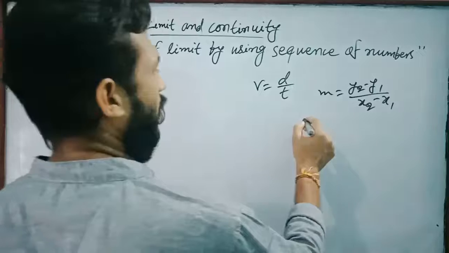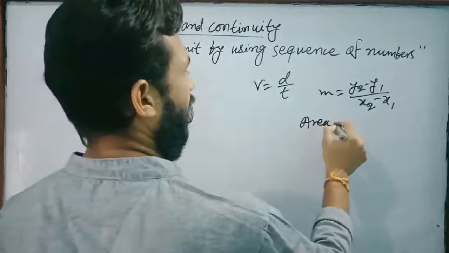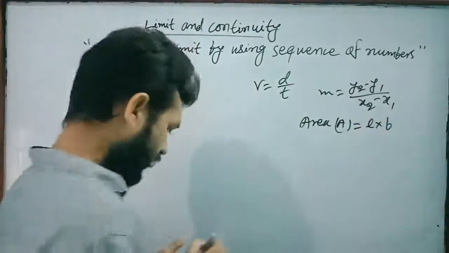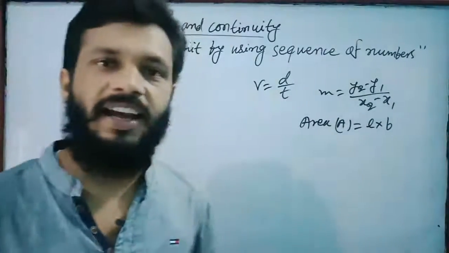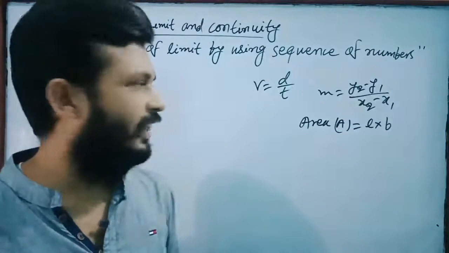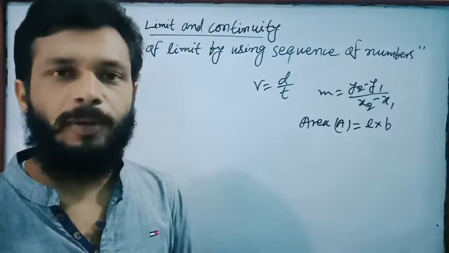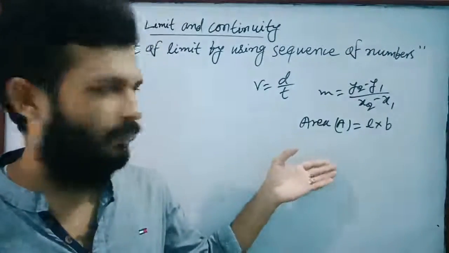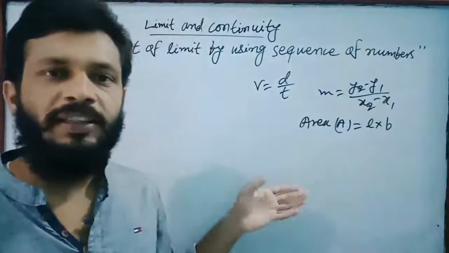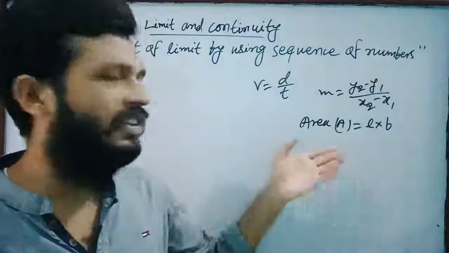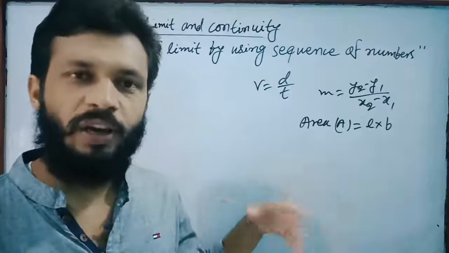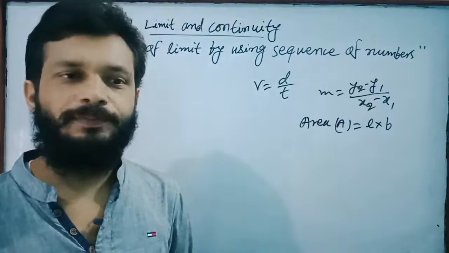In the same way, the area of a rectangle can be analyzed with the mensuration formula, where area equals L into B, where L is the length of the rectangle and B is the breadth of the rectangle. We can find the area of any rectangle by using this formula, A equal to L into B. It means we can find the area of any rectangle without calculus.